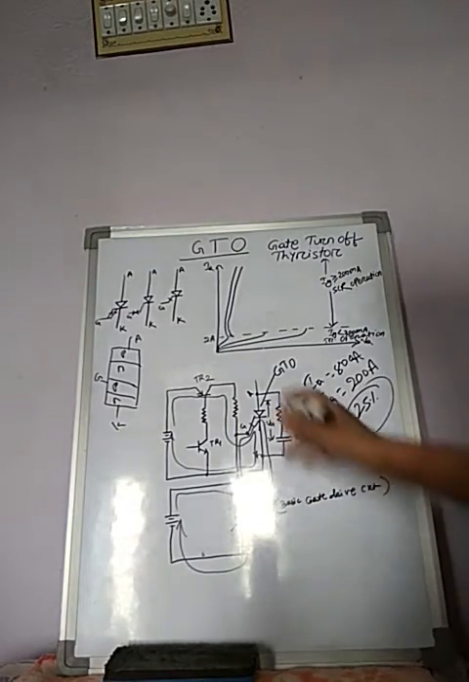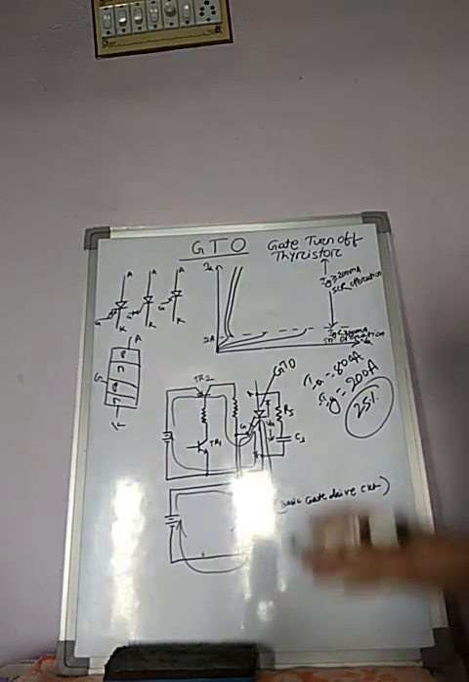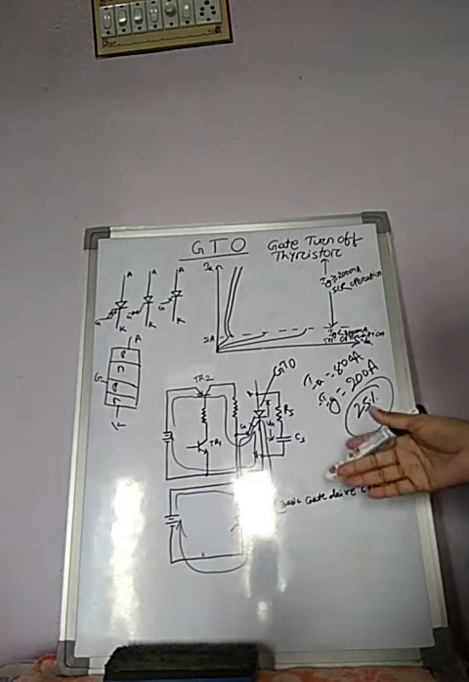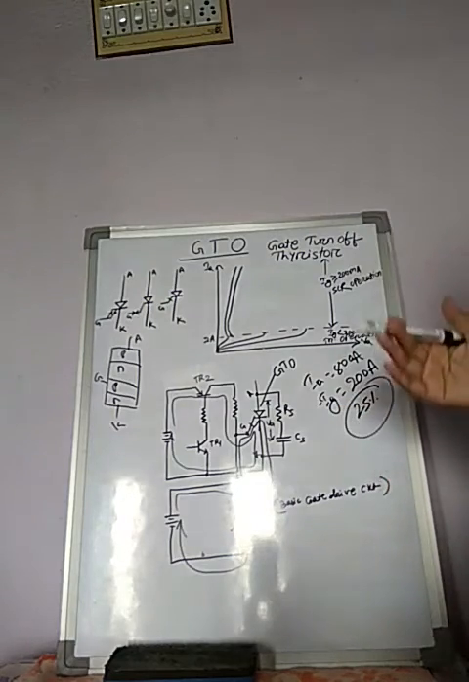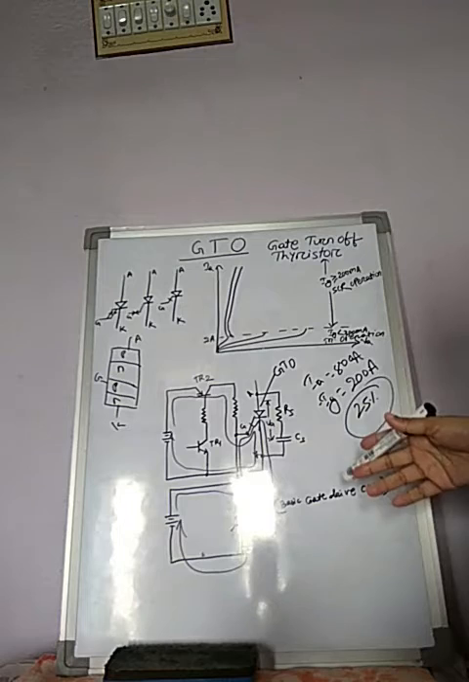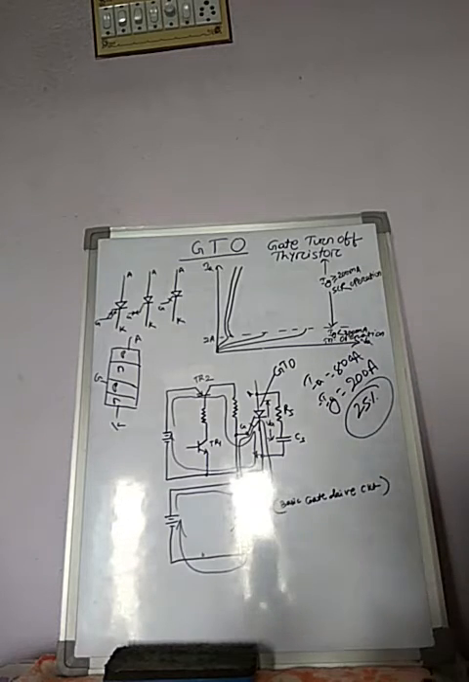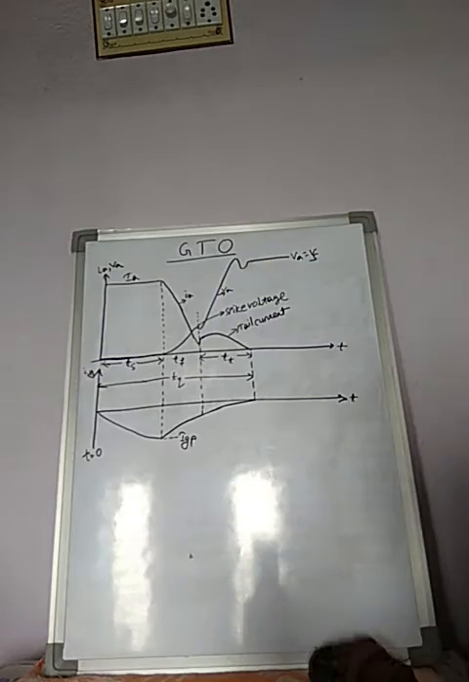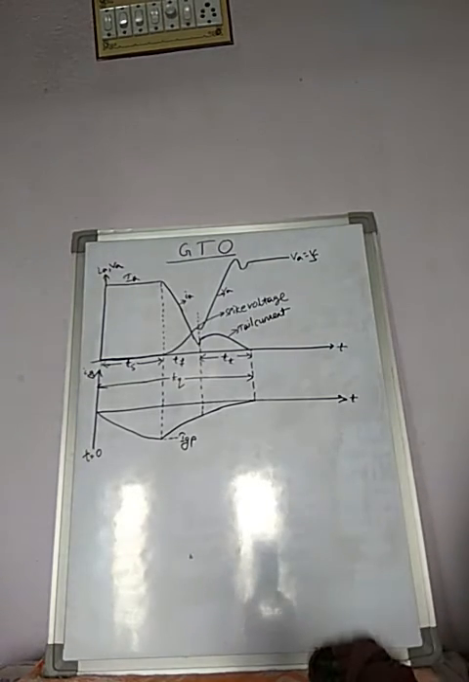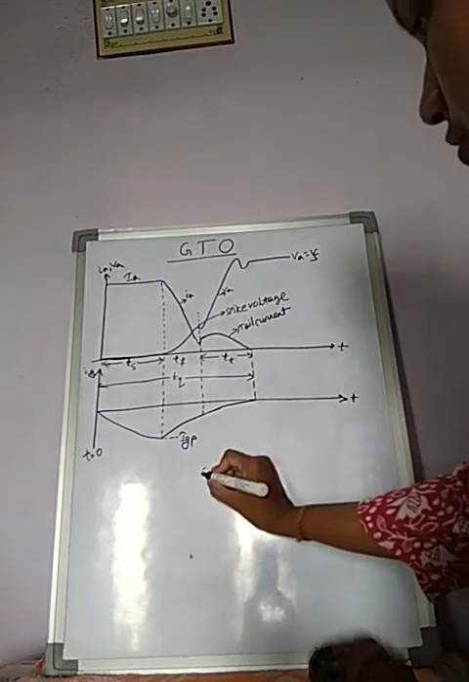Okay, so this is all about the basic gate drive circuit. Next we will continue with this topic. Next we will study the switching characteristics of GTO.